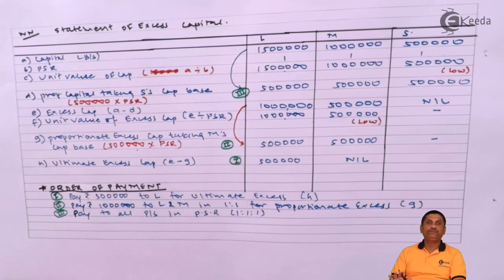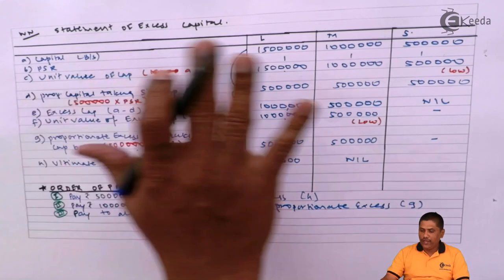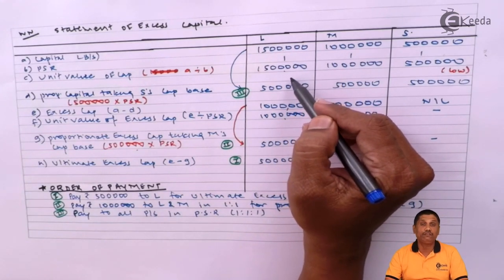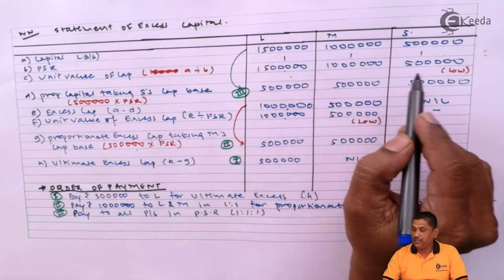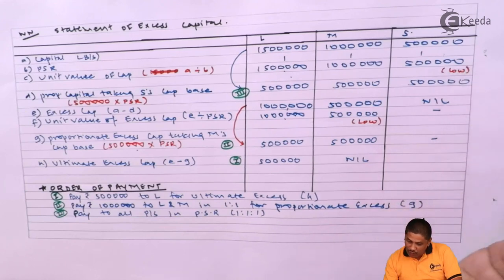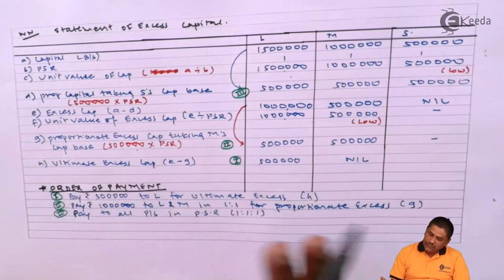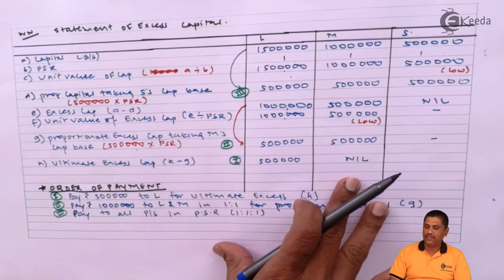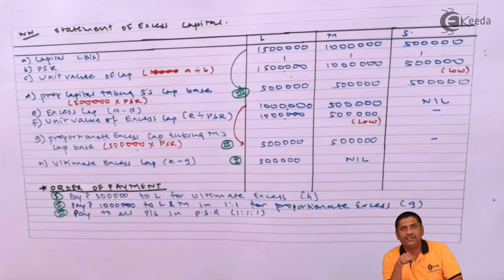So this statement is prepared to decide who should be paid first and how much, right? So if you can notice again, this is the capital based on PSR, what is their unit value of the capital, based on that, who is having low capital, based on that, how much is the proportionate capital. In this way, we have got this entire table. You can refer to my lecture. Rather, the best way to understand this concept is to revise.